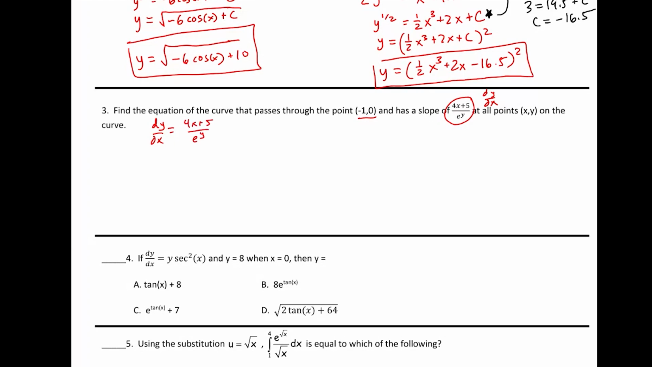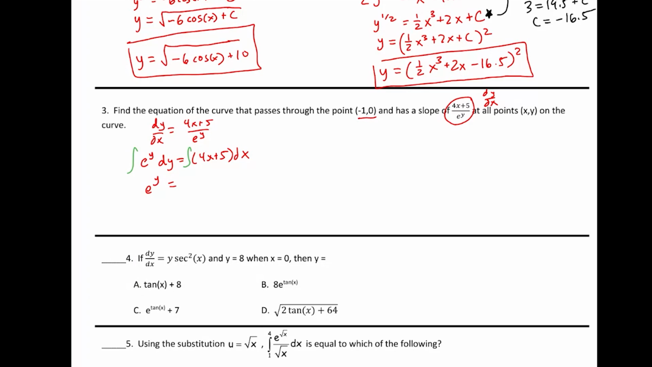We're going to separate our variables by doing a little cross multiplication here. e to the y dy equals (4x + 5) dx. And then integrate both sides. The integral of the left-hand side is just going to be e to the y. That exponential function is its own integral, as it is also its own derivative.